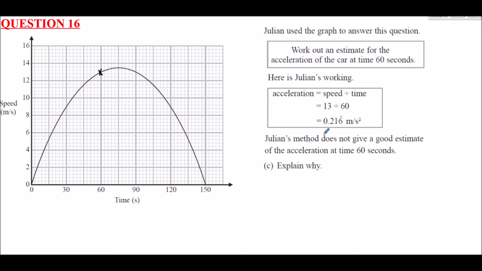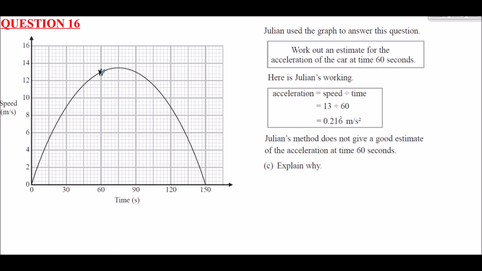It then says Julian's method does not give a good estimate of the acceleration at time 60 seconds, and it asks us to explain why. Well, the first clue really is in the wording here. The acceleration should always say change in speed or a change in velocity divided by the time taken. So because there's no change, he's not worked it out correctly. Another thing that could be said is the time used is the total time of the journey up to the point of 60 seconds. So he's worked out the total average acceleration throughout the 60 seconds. So he's worked out an average acceleration, not the exact acceleration at the instant of 60 seconds.